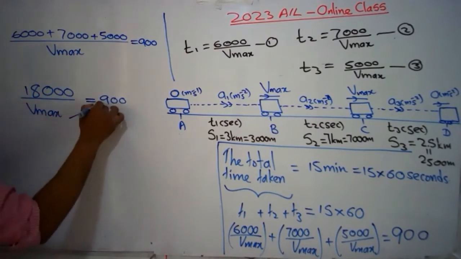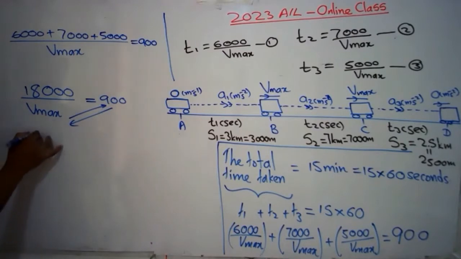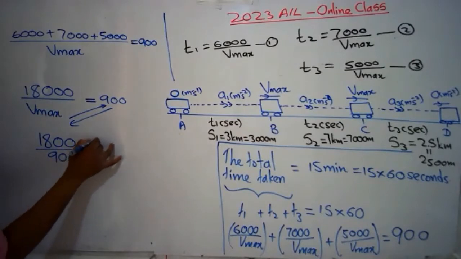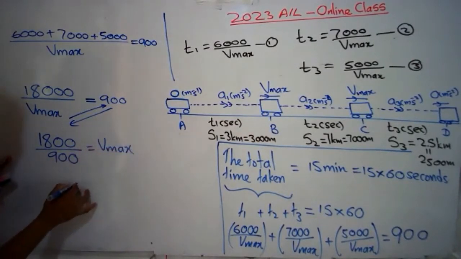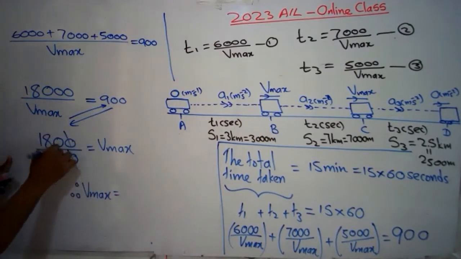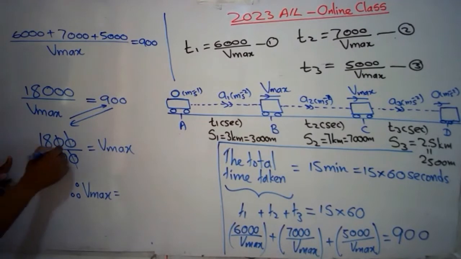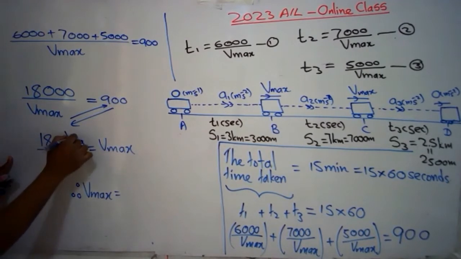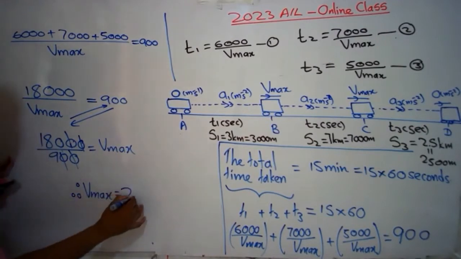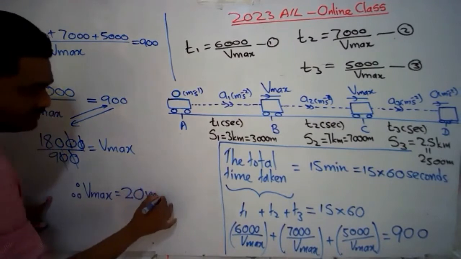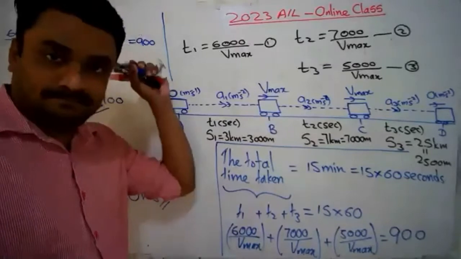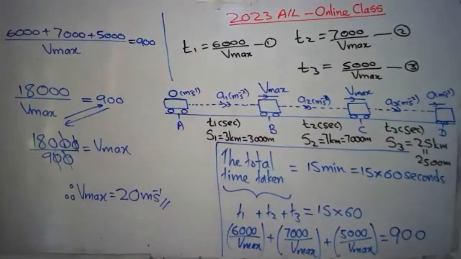So after that, we can use cross multiplication to interchange the terms. Then we will get 18,000 divided by 900 equals Vmax. Therefore, Vmax is equal to, these two zeros can be cancelled out, 180 divided by 9. 18 divided by 9 is 2, 0 divided by 9 is 0. So it means the maximum velocity obtained by the vehicle is 20 meters per second. Complete? Write them all.